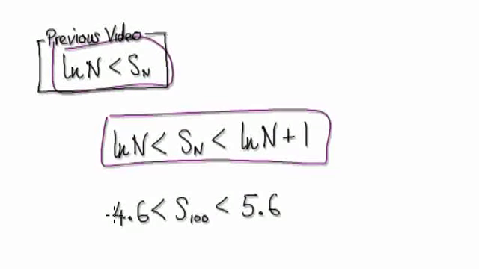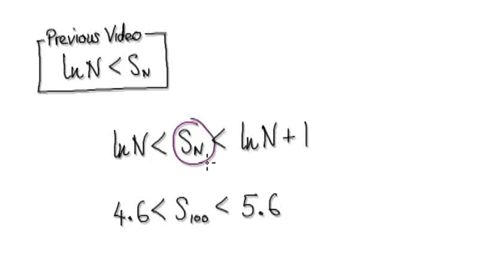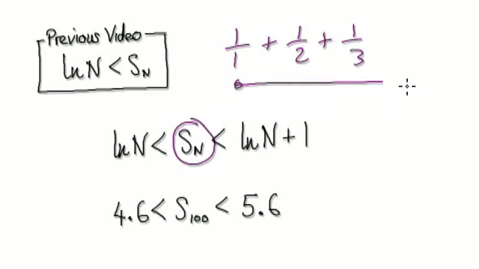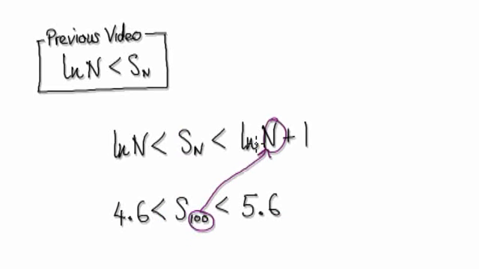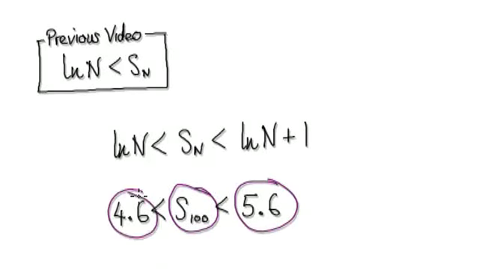So what that means is, let's say you sum up the first 100 terms of that series, so 1 plus 1 over 2 plus 1 over 3, and so on. The sum of the first 100 terms would be somewhere in between 5.6 and 4.6. You put 100 into this natural log here: natural log of 100 plus 1 will give you this, and natural log of 100 will give you this. So if you sum up the first 100 terms, it will lie somewhere in between here and here.